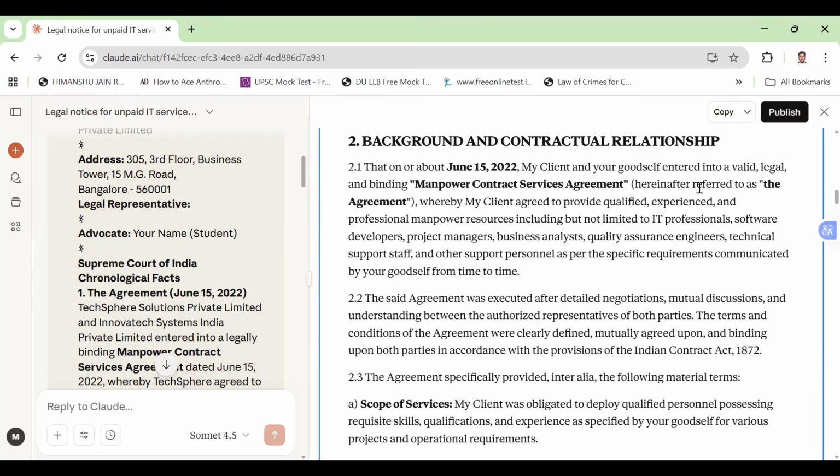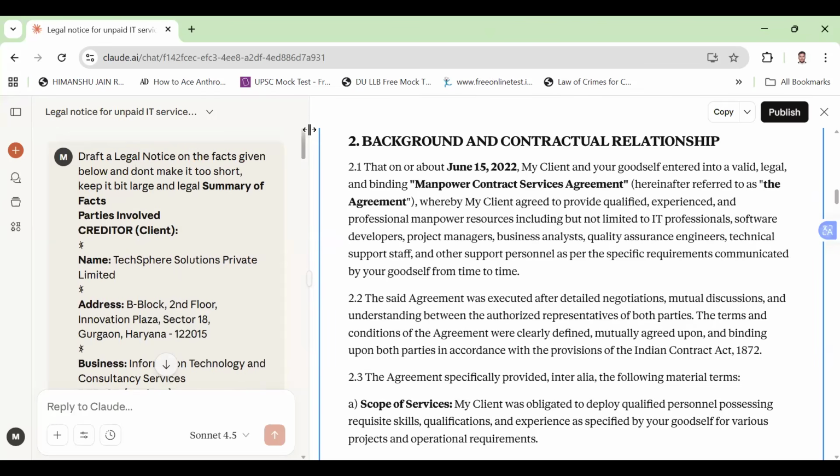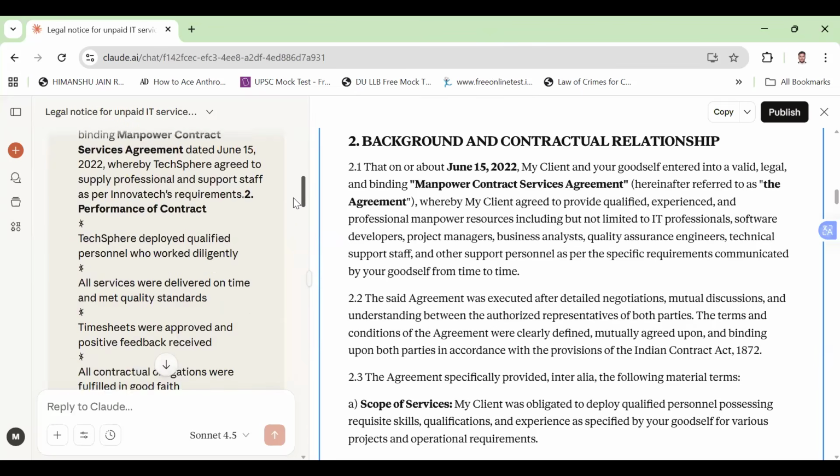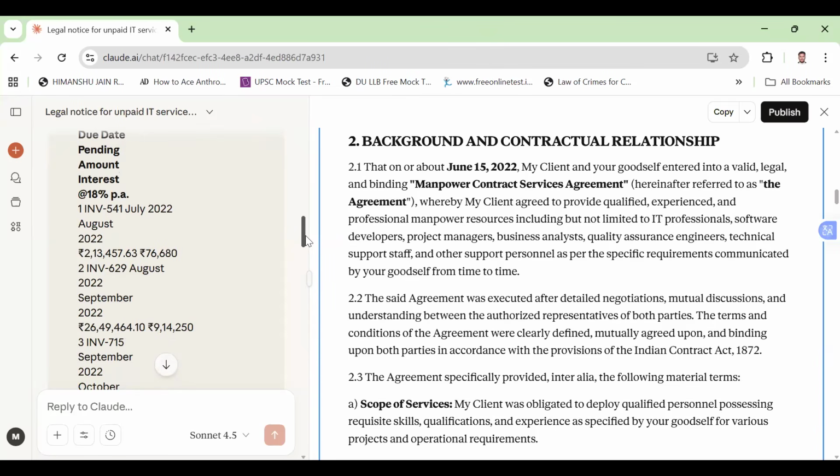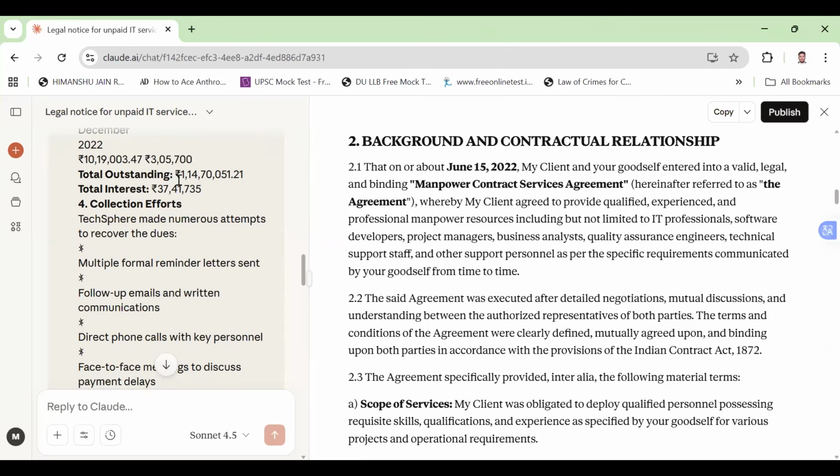If you check in the group, I have already given the facts of the case there. Nevertheless, I have shared that also there. I have just copied the facts here, a summary of the facts, the names of the parties, and all the other information regarding the contract: on which date the contract was entered, on which date the contract was violated, and I have given the invoice details also, with the invoice numbers, that the invoice is generated on this particular date, and the last invoice has been generated on this particular date, and the total outstanding amount is 1 crore 14 lakh 70,051 rupees 21 paisa.